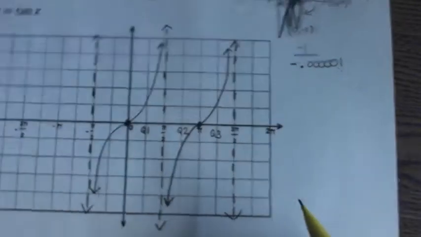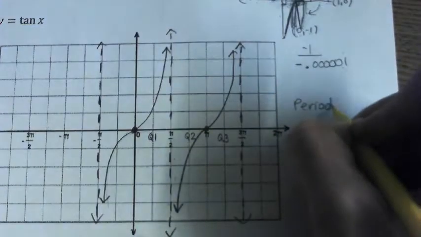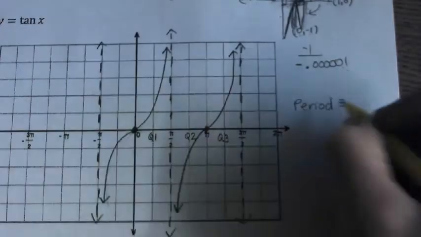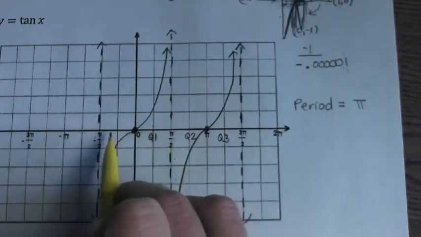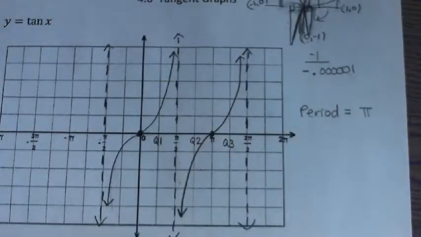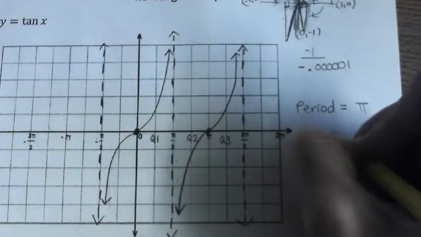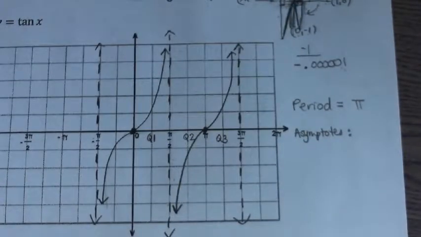So when we talk about tangent graphs, couple things. Our period is different. Our period is what? Just pi. From -pi over 2 to +pi over 2, that's a distance of pi. And then that cycle repeats. Okay? Very importantly, we have asymptotes. How would you describe where our asymptotes are?